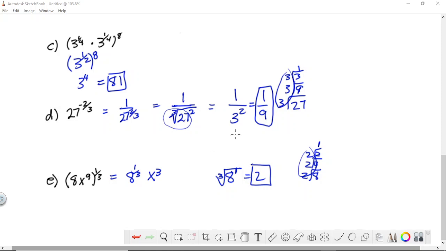So after doing all the exponent arithmetic, you just go ahead and change it to radical form and then simplify it the rest of the way.